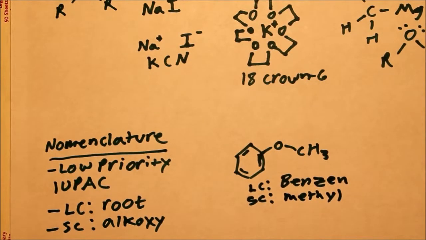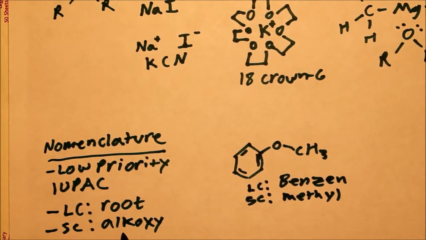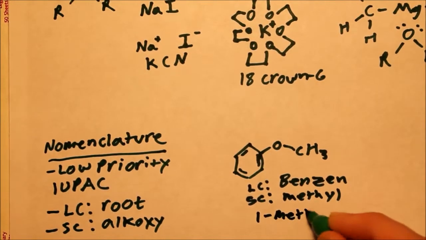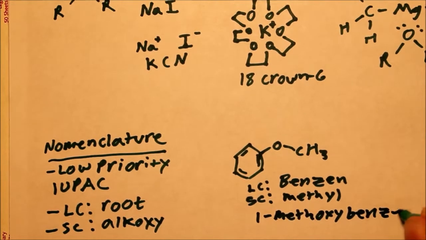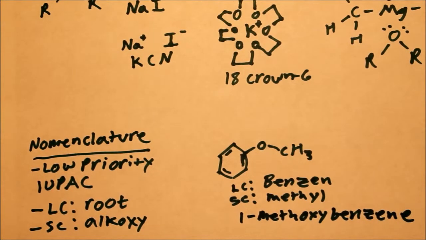So because it's a methyl group, we like to add methoxy. So remember alkoxy? Just add our alkyl group, which is meth, and oxy. So methoxy, pretty straightforward. So you can name it 1-methoxybenzene, and that is pretty much the general rule for naming some of these.